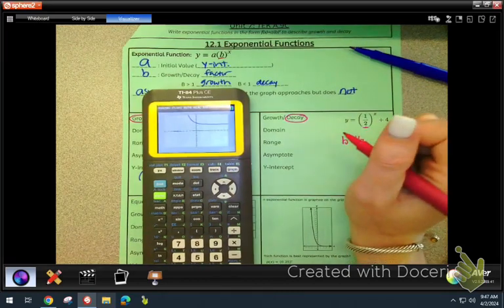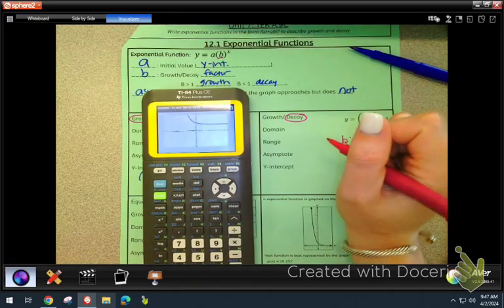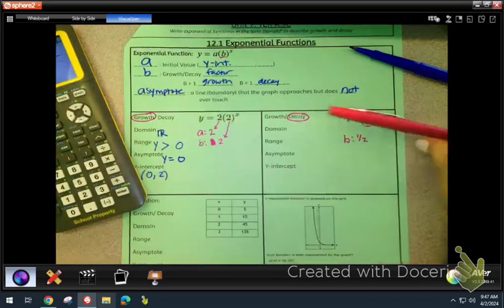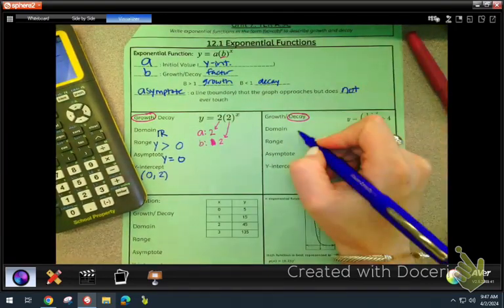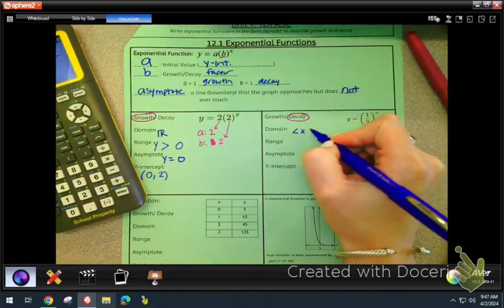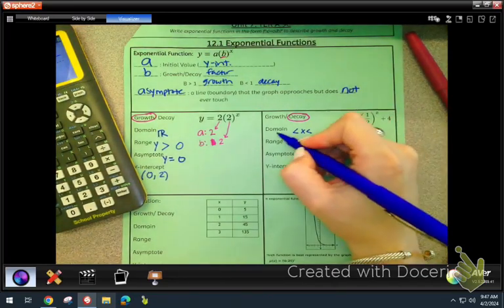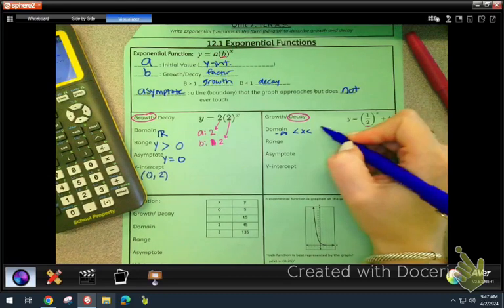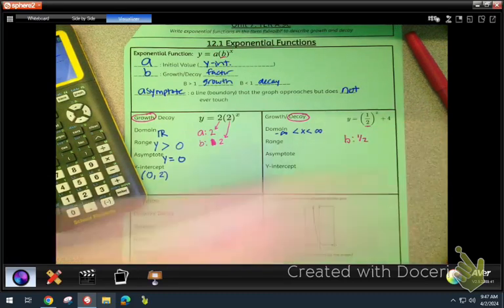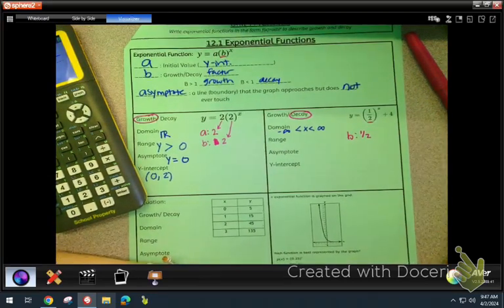No story with this, no word problem, so we assume this graph has arrows. So our domain is, let's do it this way. What's the left boundary? Negative infinity. What's the right boundary? And what variable did I put in the middle? Because it's domain x.